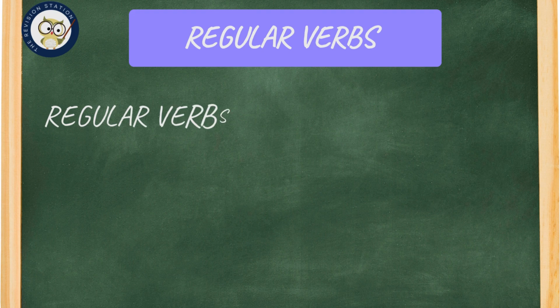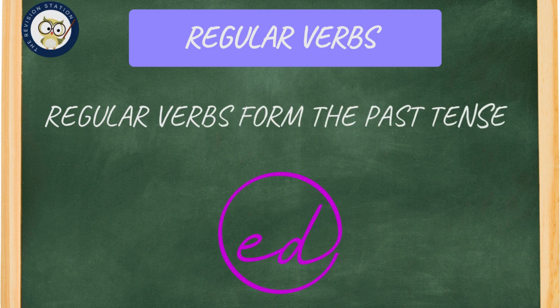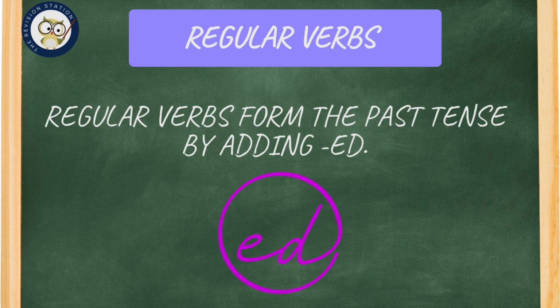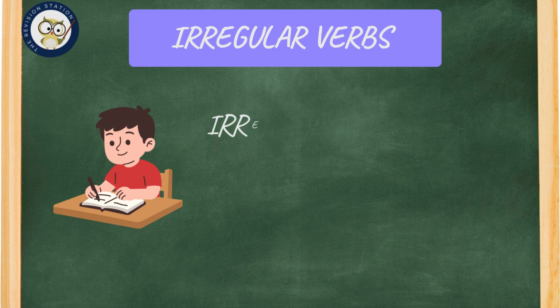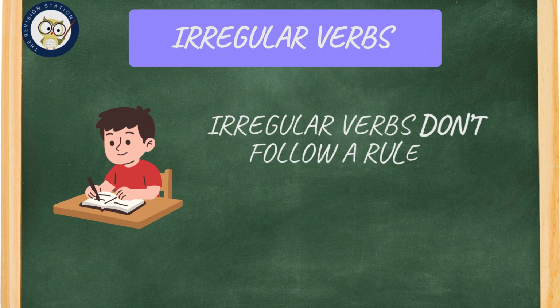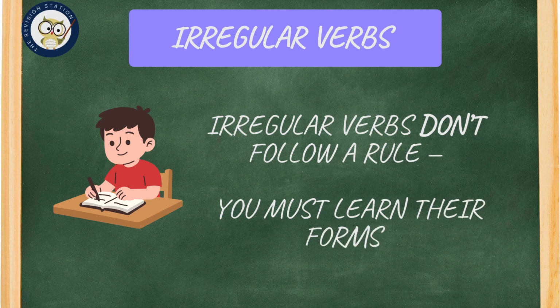Regular verbs form the past tense by simply adding ed on the end. Irregular verbs don't follow a rule. You must learn their forms.